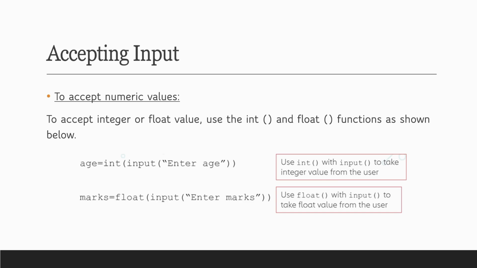In summary, to accept numeric values in Python, use int with input to accept integer values. Use float with input to accept float or decimal values. This approach ensures the input is stored as the appropriate data type for further use in calculations or operations.